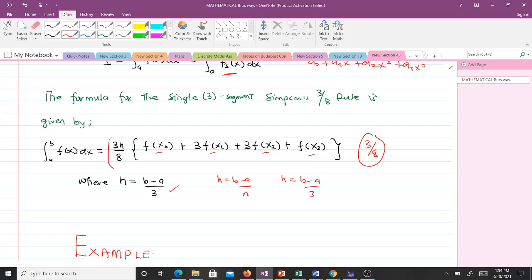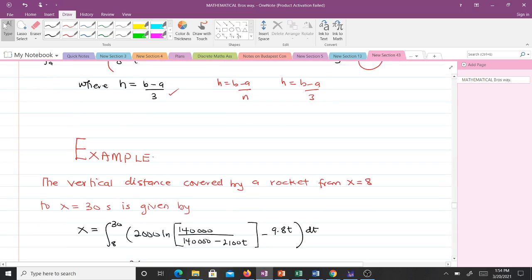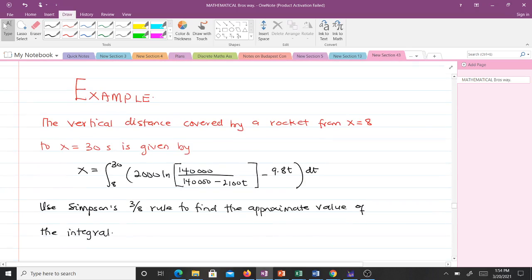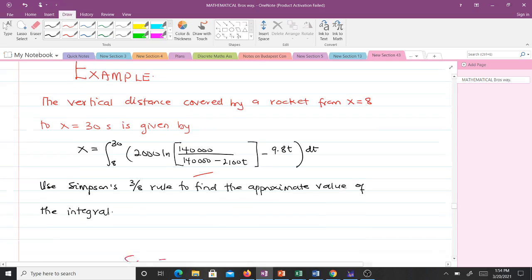Okay, so let's solve an example with it. The understanding will be clearer. So the question says the vertical distance covered by a rocket from t equals 8 to t equals 30 seconds is given by this. And the question says we should use Simpson's 3/8 rule to find the approximate value of the integral.